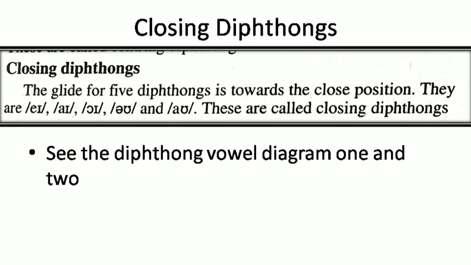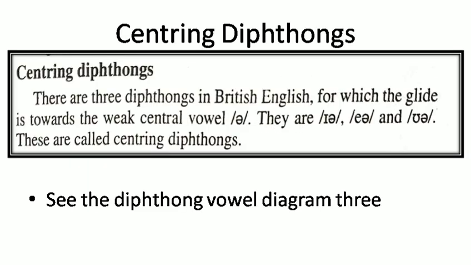See the diphthong vowel diagram 1 and 2. Then what are centering diphthongs? Centering diphthongs are 3 diphthongs in British English for which the glide is towards the weak central vowel a. That means the glide for these vowels is towards the central weak vowel schwa, that is a. They are ear, u. These are called centering diphthongs. The second element of these diphthongs comes in the center position, that is a. So these are known as centering diphthongs in English.